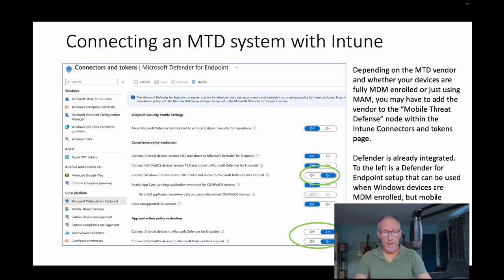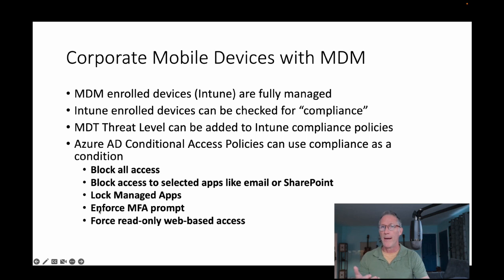This screen shows a picture of the connectors and tokens area of Intune. Now, if you're using the full MDM product, you will for sure have to go here. And if you look on the bottom left, you can see Mobile Threat Defense. This is where you would add your product. And again, follow the instructions from the different vendors. There's Checkpoint.